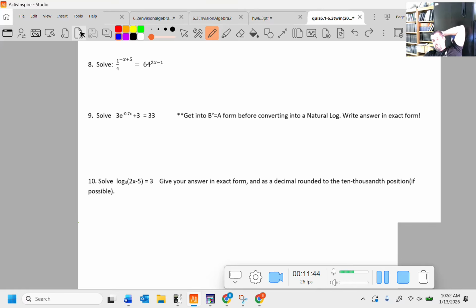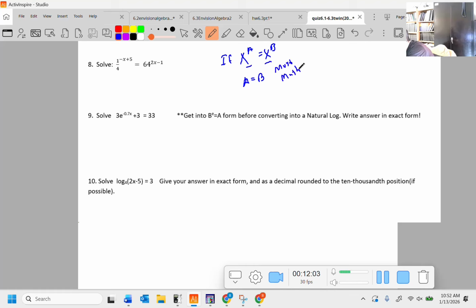All right, solve (1/4) to the negative x plus 5 equals 64 raised to 2x minus 1. You have a property. It says if x to the a equals x to the b, then a is equal to b. But these two bases must match. That's the deal. They have to be the same. If they don't match, it ain't going to work.